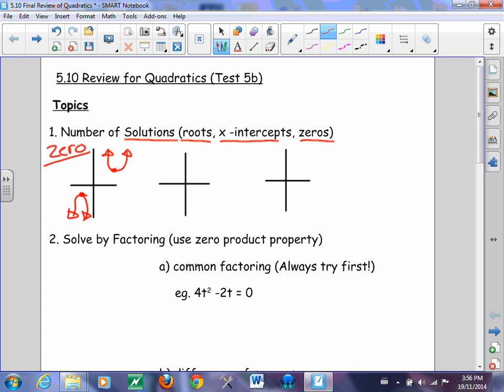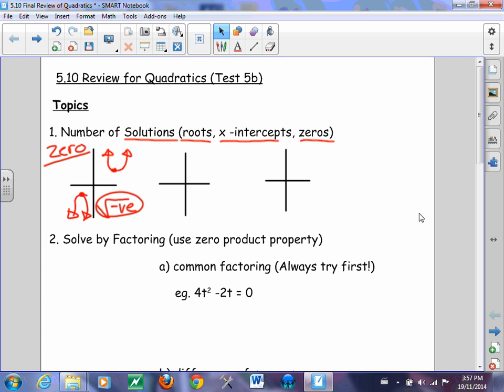Recently we've been talking about the quadratic formula, and the key to remember here, folks, is if you get a negative under the square root, that's your key to tell you that there are 0 solutions, or 0 roots, or none, if you want me to put down none.